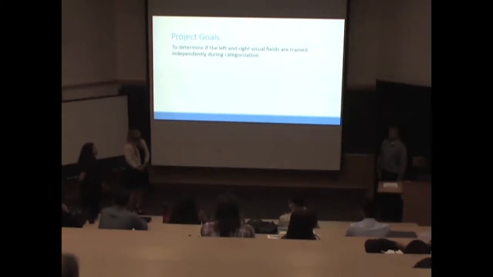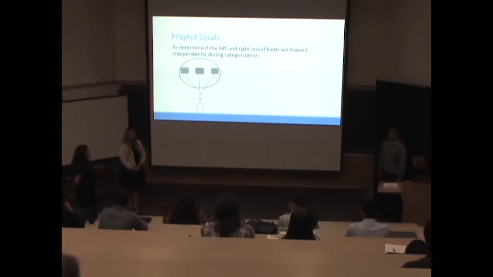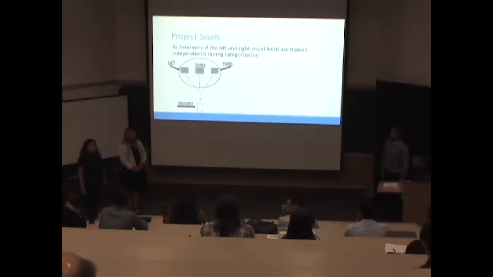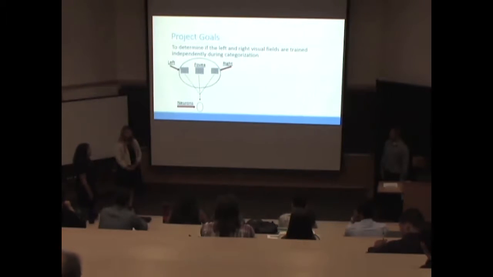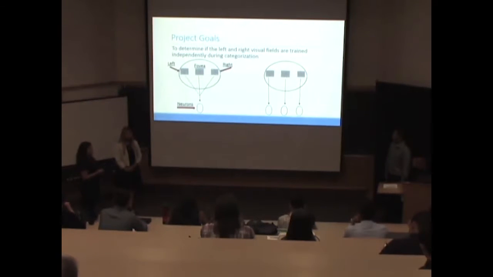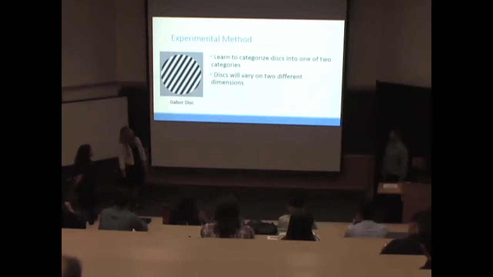So making these category judgments leads us to our project goals, which is to determine if the left and right visual fields are being trained independently during categorization. When we think of categorization, specifically in the visual field, we think of it as no matter where the stimulus is, whether in the center, which is the fovea, or the outside, which is the left and right peripheral vision, it all goes to the same little decision-making neuron. Keep in mind that it's not specifically one neuron, it's more like a group of neurons that make the decision, but it's easier to think of it as being one neuron. So no matter where the stimulus is, it goes to that one neuron.